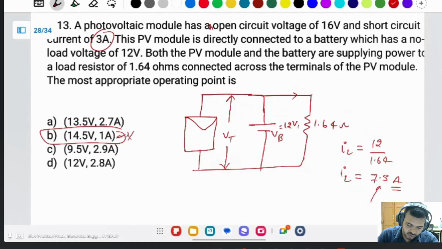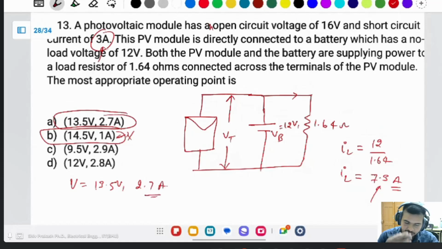Then it can choose the 14.5 volt and 1 ampere. That is very low. Then we should check this one. Operating point is voltage 30.5 volt and 2.7 ampere. The approximate is nearer to the short circuit current. Remaining power is delivered by the battery. It's like that.